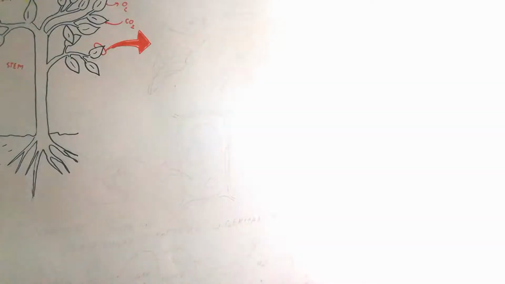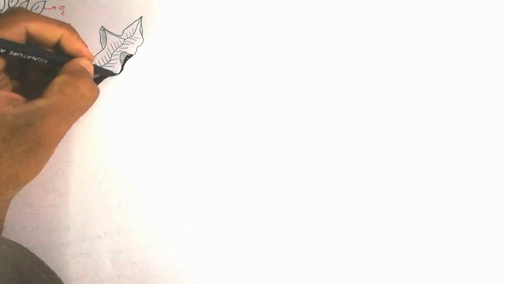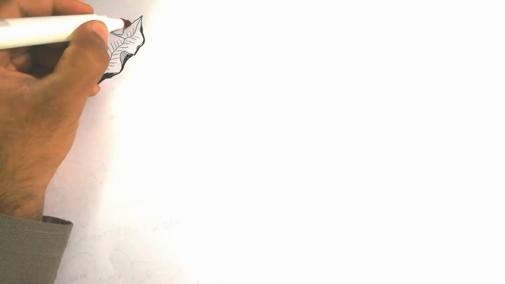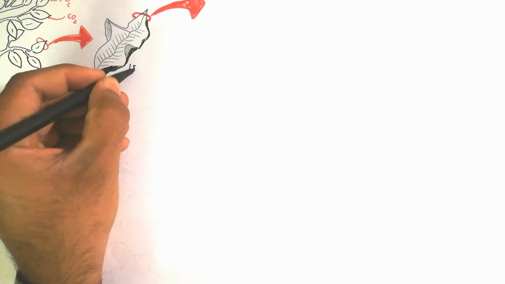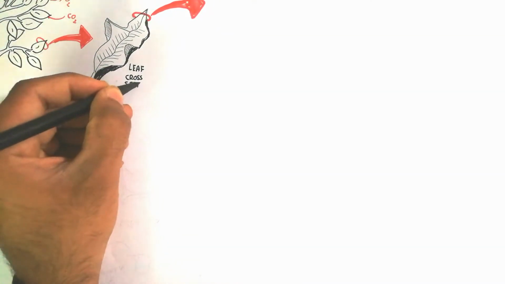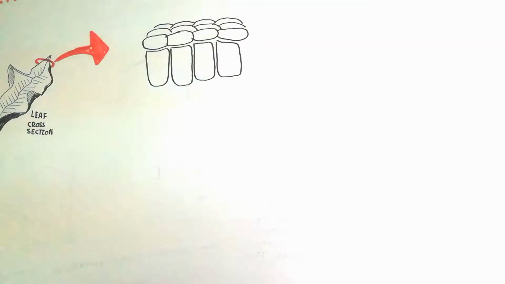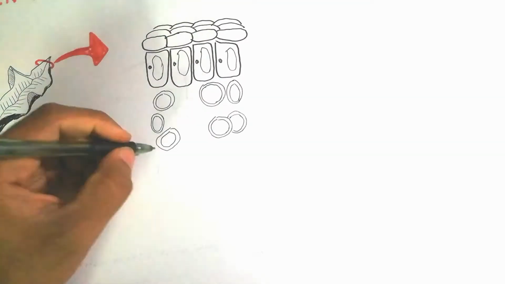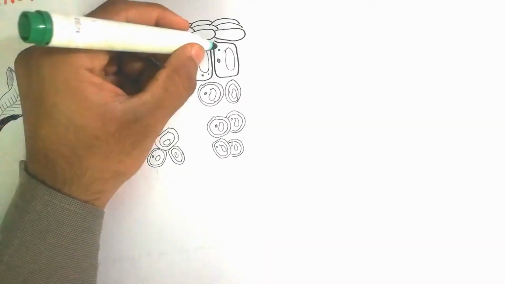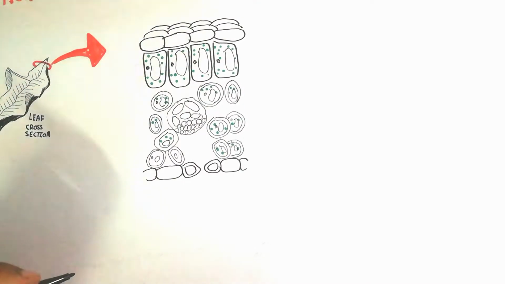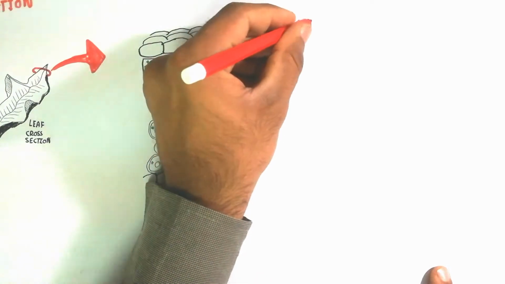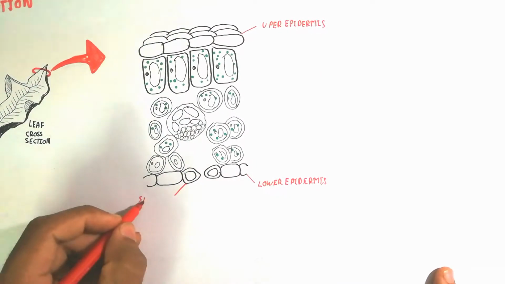So now we will talk about the cross section of the leaf. Here I draw a leaf, here is the midrib and there's the vein. It is basically a simple leaf, and we will draw the cross section of the tip of the leaf here. So the leaf contains mesophyll cells. Here is the epidermal layer, basically the upper epidermis, and here is the mesophyll cell, and here is basically the midrib.